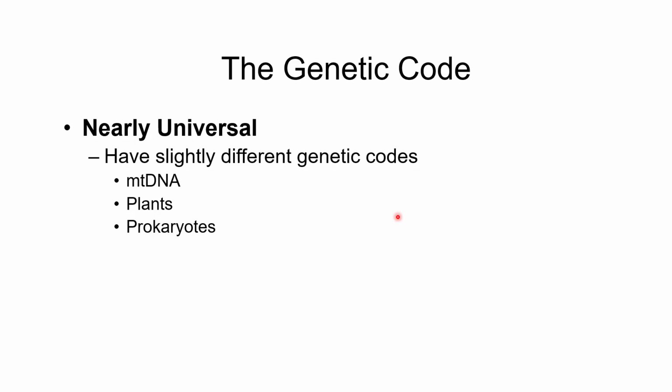I mentioned that the genetic code is nearly universal. There are slightly different codes for mitochondrial DNA, plants, and prokaryotes. Those are where we see our differences. There's a difference between plants and animals, prokaryotes and eukaryotes, and a difference between nuclear DNA and mitochondrial DNA.